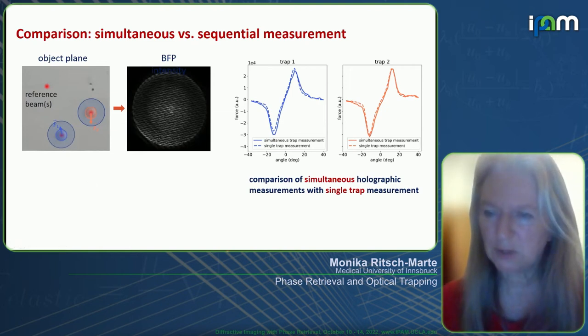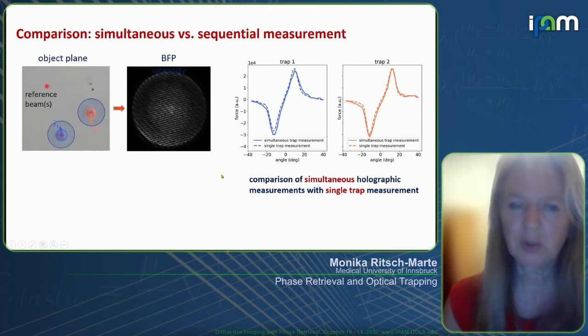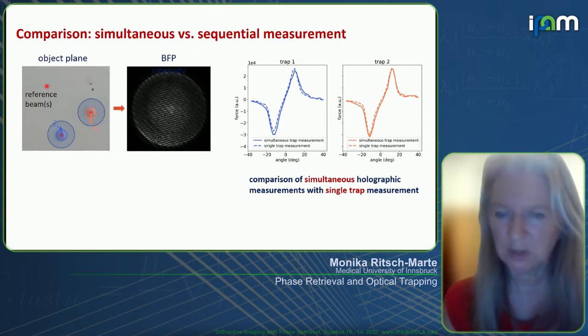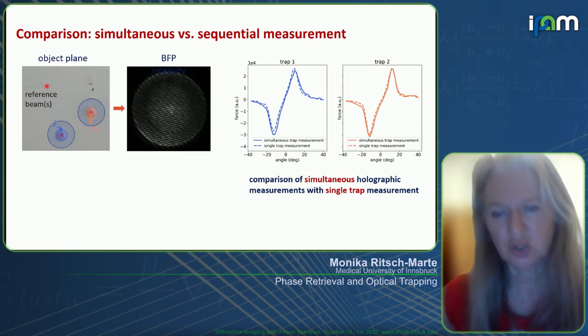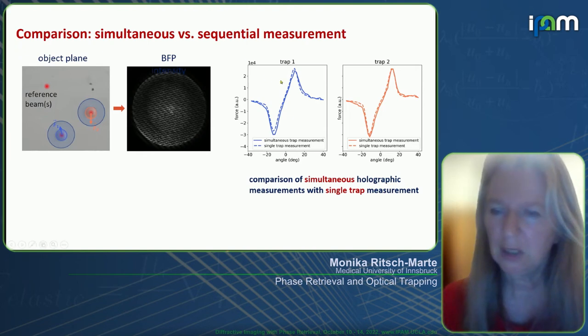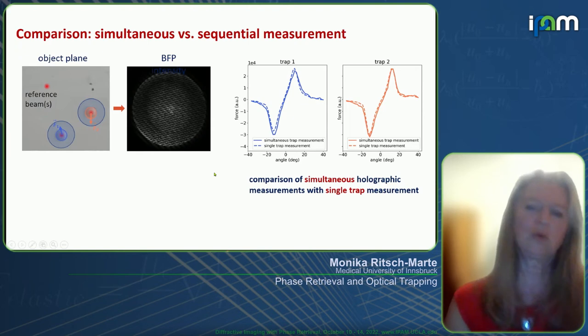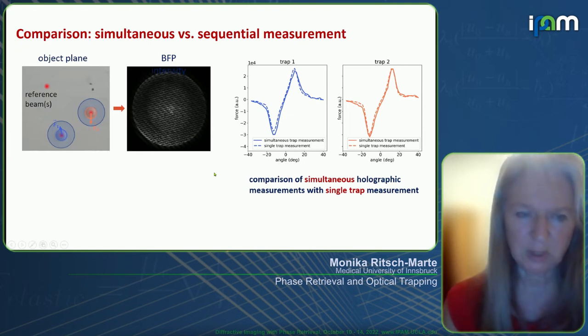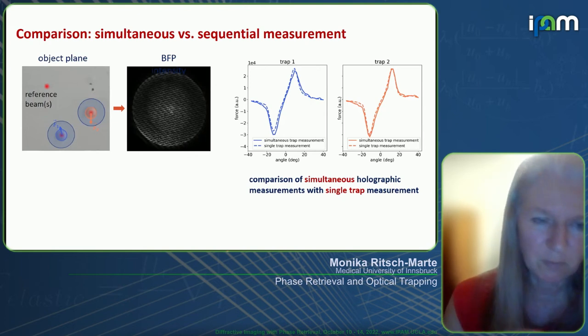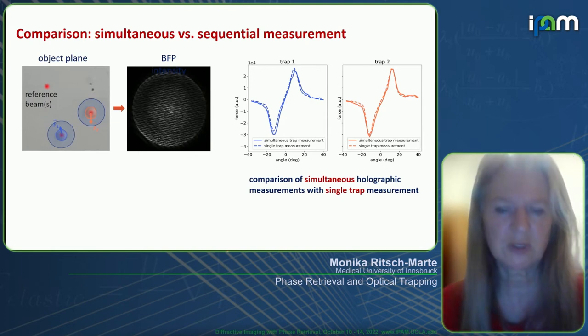And then we can see that a comparison of the simultaneous holographic measurement gives the correct result for both traps. And if we compare it with just having one beam and doing a direct force measurement, as I showed in the first part of my talk, they agree. So we can do a simultaneous force measurement by this holographic approach, which gives us the right answer.